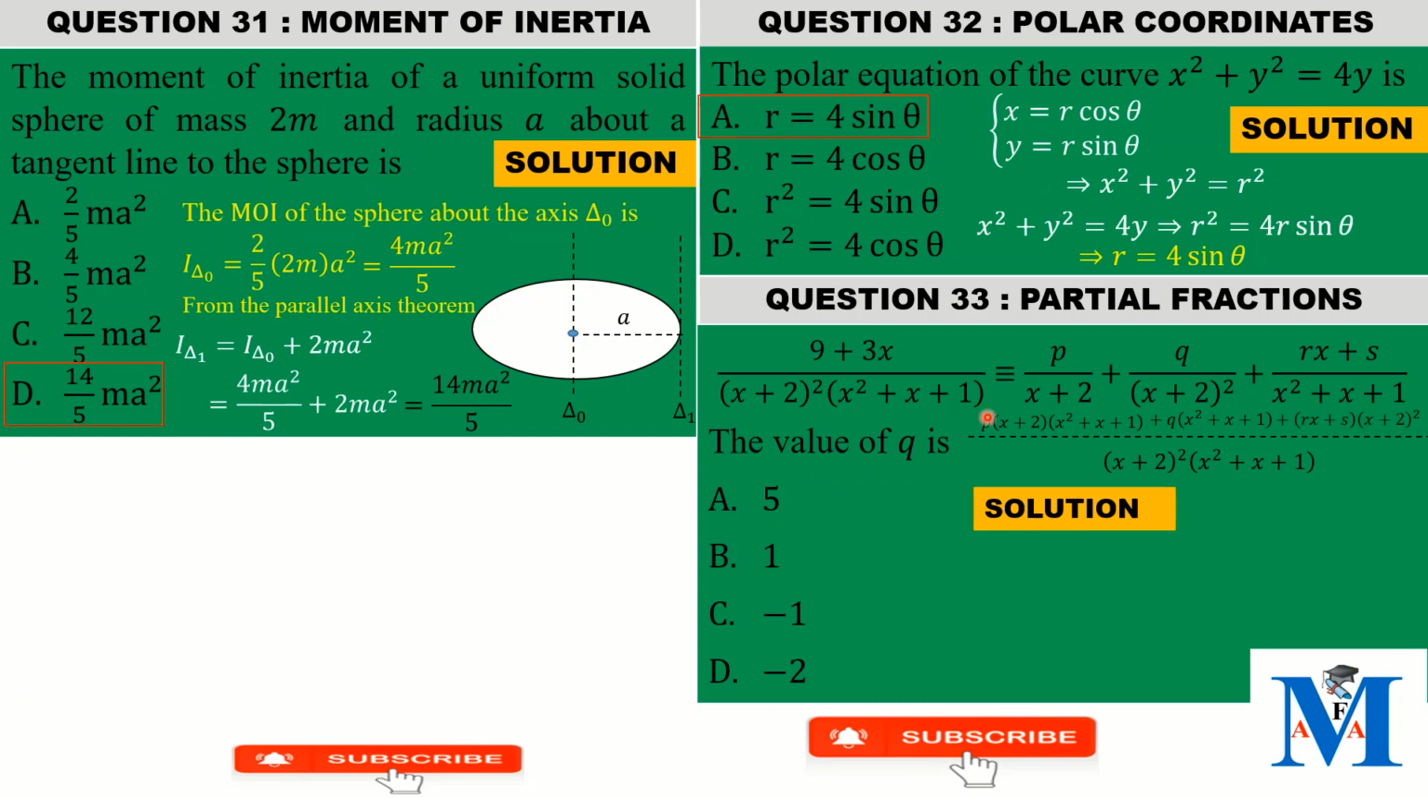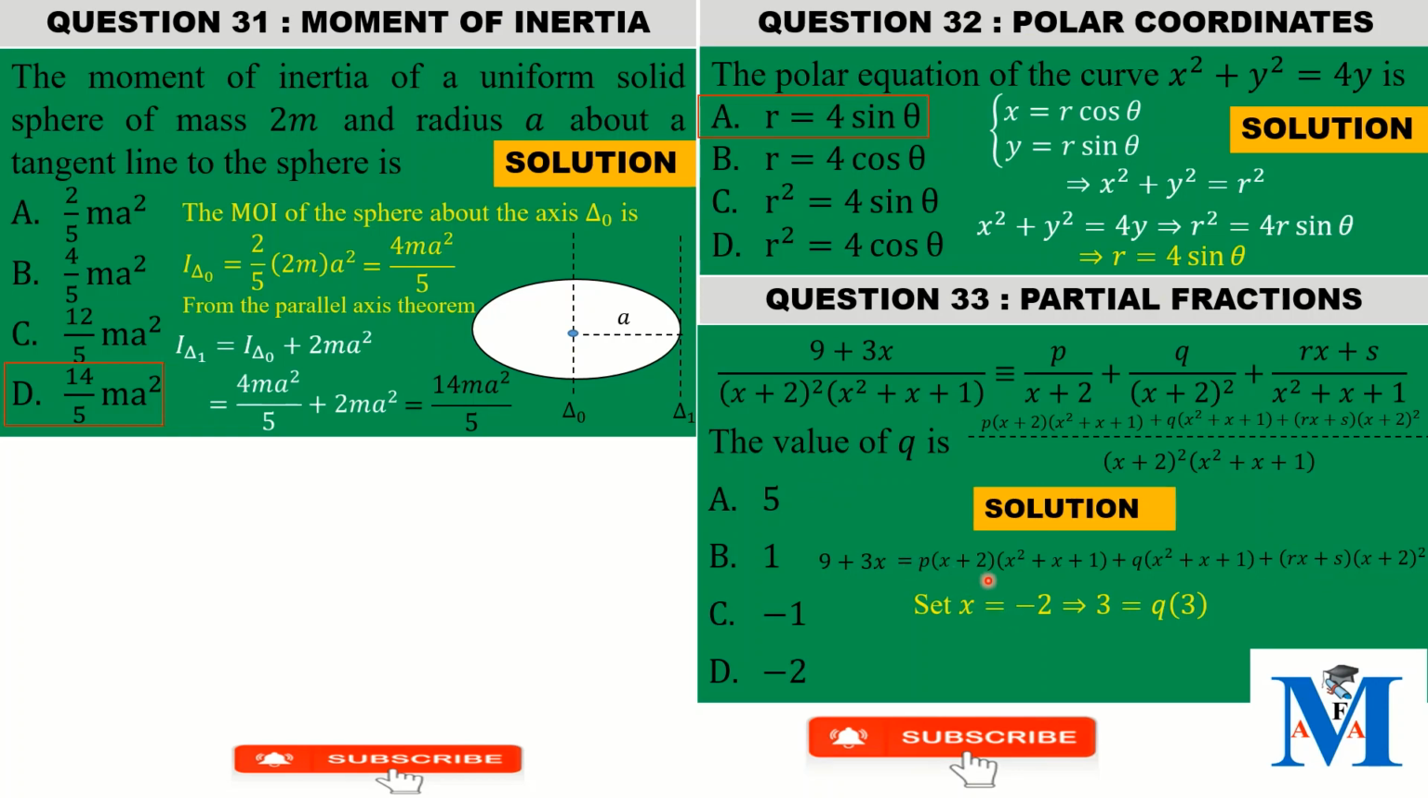From there, we now equate the numerators of both sides. Since their denominators are the same, we equate the numerators. So 9 plus 3x will be equal to p into x plus 2 times x squared plus x plus 1, plus q into that quantity, plus rx plus s into the other quantity. Now the main aim is to find the value of the constant q. It means we need to eliminate this quantity here and this quantity here, and to eliminate that, we simply set x to be negative 2.